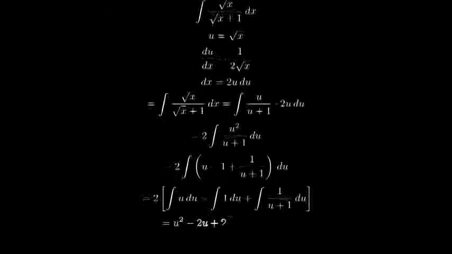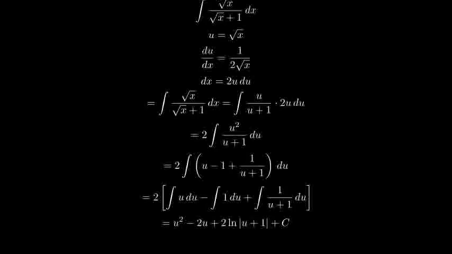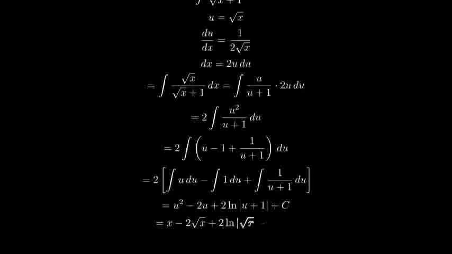Now, let's evaluate each integral separately. The integral of u du is u squared over 2. The integral of 1 du is u. The integral of 1 over u plus 1 du is the natural log of the absolute value of u plus 1. Putting it all together, we have u squared over 2 minus u plus the natural log of the absolute value of u plus 1 plus a constant.